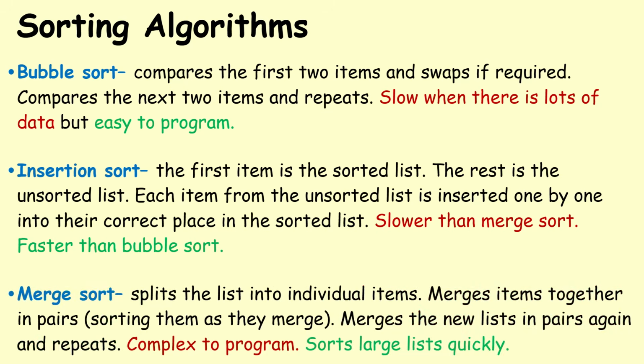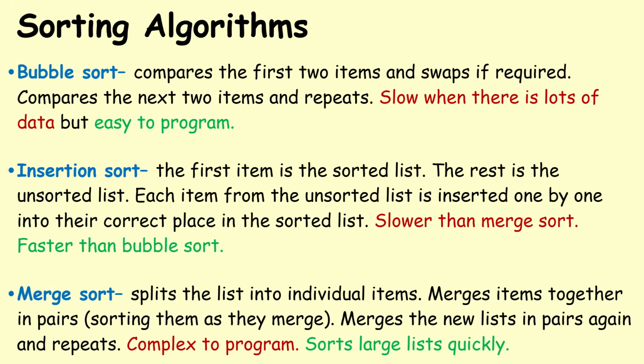And then finally, a merge sort splits the list into individual items. So it does that by halving the list and halving it again until they are broken down into individual items. Sometimes in the exam question, they'll tell you that that's already been done for you. If they don't mention it, then you need to show that step.